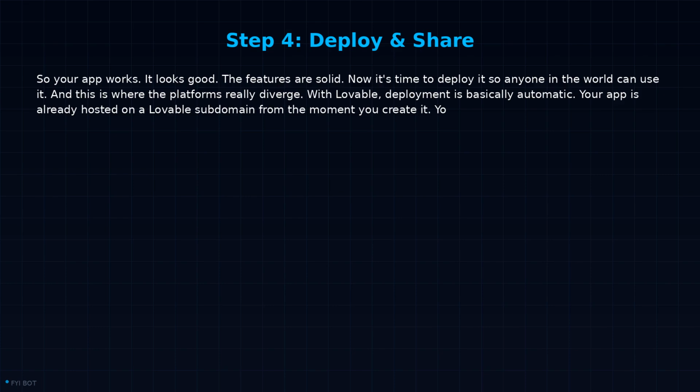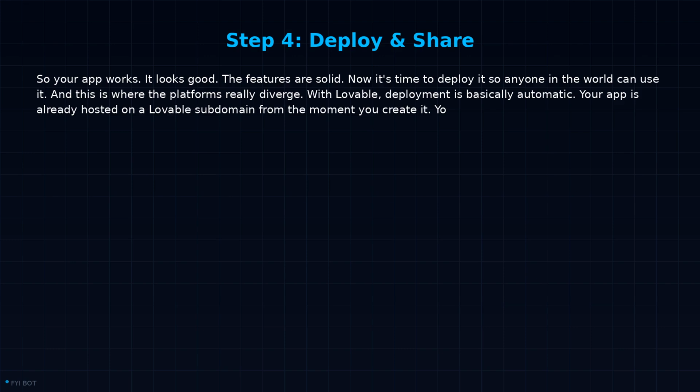With v0.dev, deployment is actually the weakest link. Remember, v0 generates front-end components, not full applications. To deploy, you need to export the code, set up a Next.js project, configure your backend, and deploy to Vercel. If you're a non-programmer, this is a significant hurdle. Replit handles deployment through its own hosting, which is convenient but means you're locked into their platform.